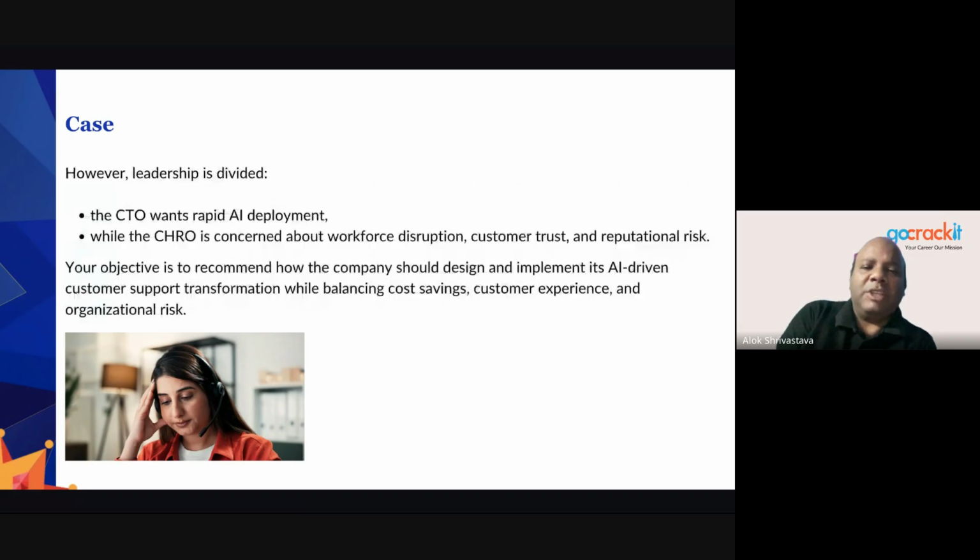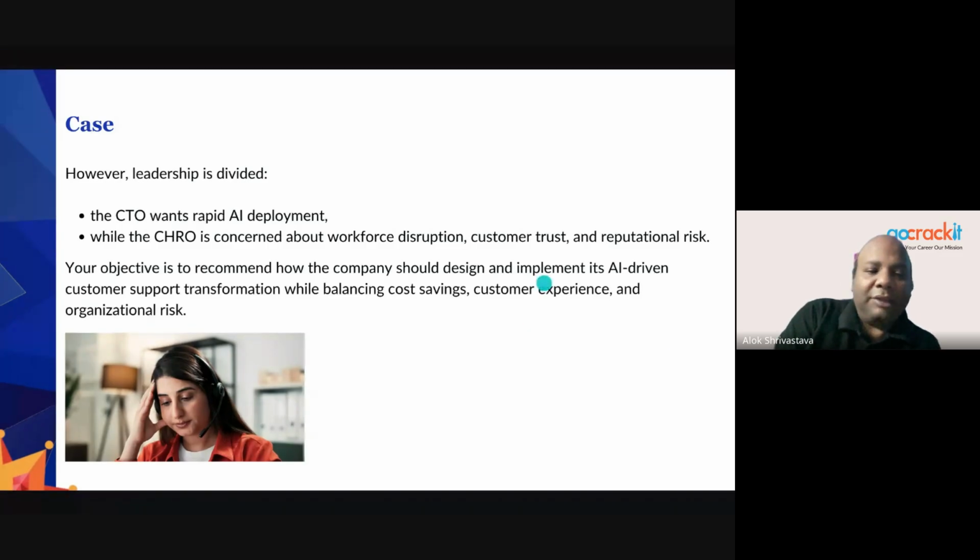Some more information is given. Leadership is divided. The CTO wants rapid AI deployment, while the CHRO, the HR head, is concerned about workforce disruption, layoffs, customer trust, and reputational risk. Your objective is to recommend how the company should design and implement its AI-driven customer support transformation while balancing cost saving, customer experience, minimal workforce disruption, and minimizing organizational risk as much as possible.